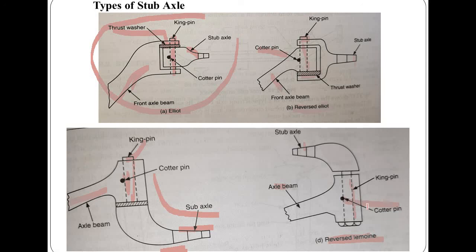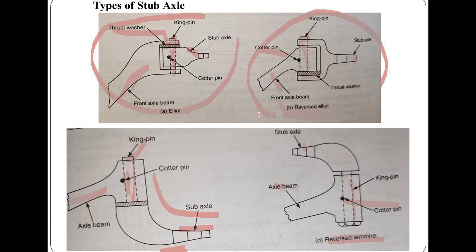As discussed, most of the vehicles employ the reversed Elliott type because its manufacturing is easy. There is equal distribution of load exerted by the stub axle. It needs a simpler steering arrangement, and it is equally adaptable for use with front brakes. So generally it is in use due to these discussed points.